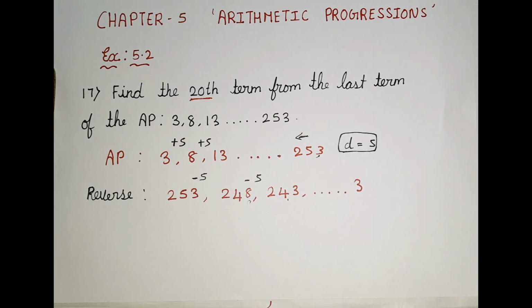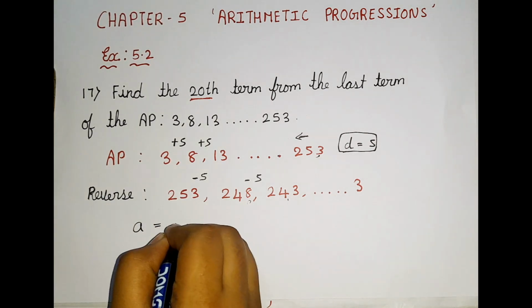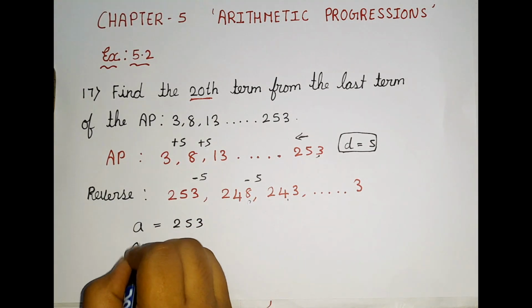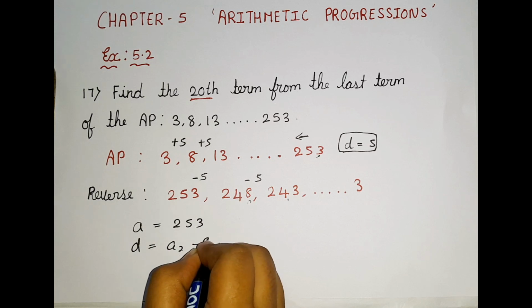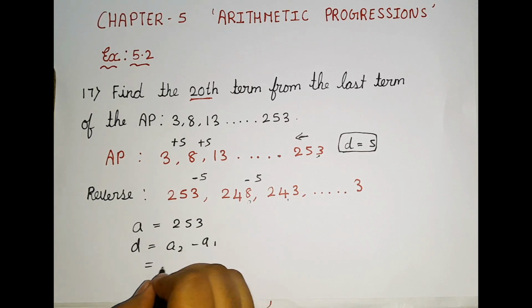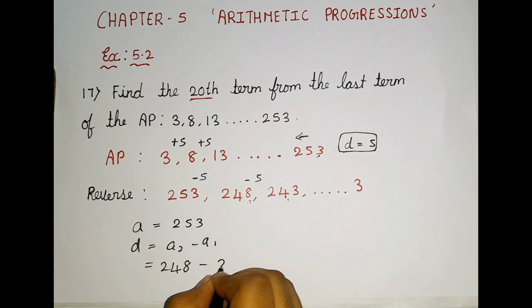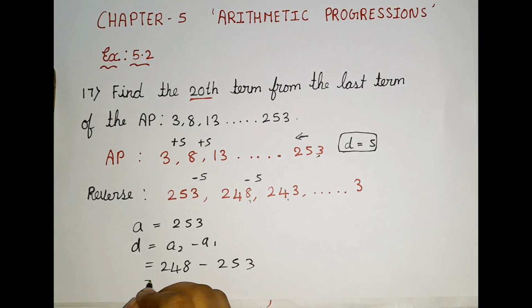Now here we know A is equal to 253 and the common difference is A2 minus A1. So A2 is 248 minus 253. When we subtract them, we get minus 5. Now we are supposed to find the 20th term. How to find it? It is literally easy, guys, believe me.